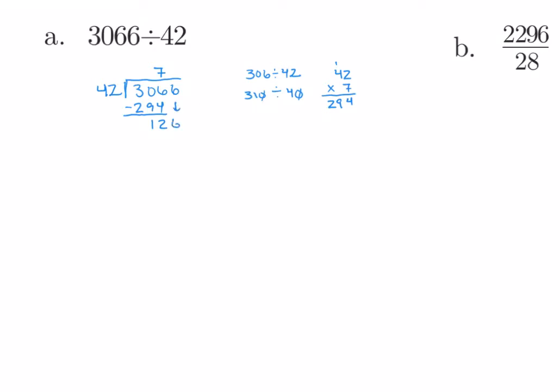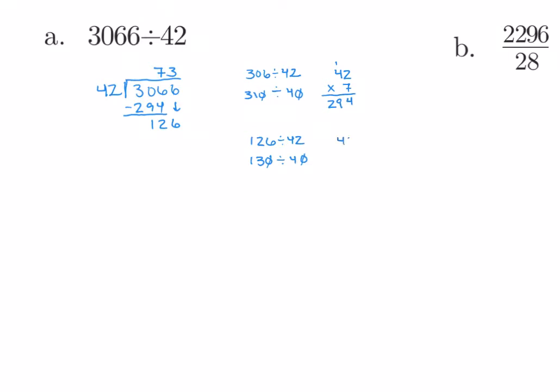So the next thing we do is bring down our 6. Same idea. I want to divide 126 by 42. I'm going to round 126 up to 130. I'm going to round 42 down to 40. We ignore those last digits. We want to divide 13 by 4. 4 goes into 13 3 times.